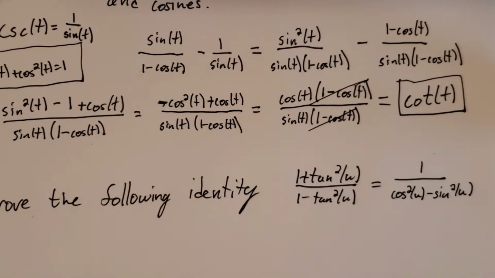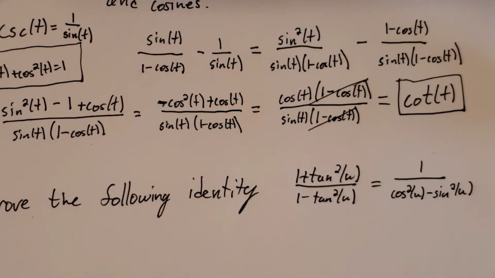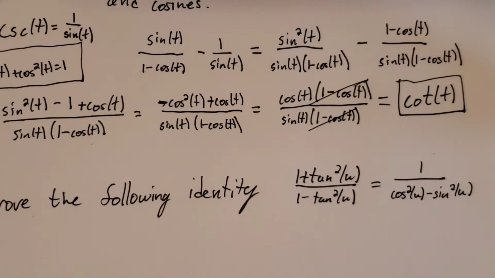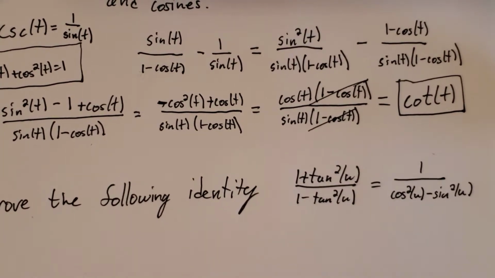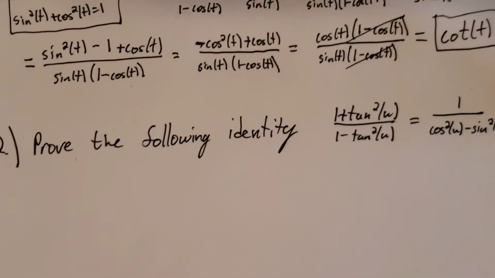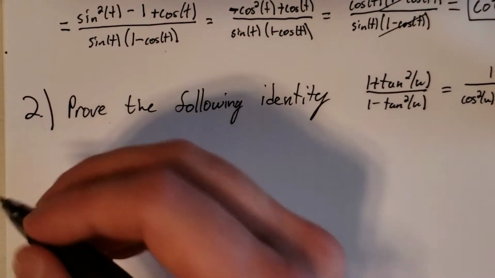When you do a prove the identity kind of question, you want to pick one side and make it equal the other side. So you usually pick the more complicated side. In this case, I would suggest that we start with 1 plus tangent squared over 1 minus tangent squared and simplify that to see if we can turn it into 1 over cosine squared minus sine squared. So that's what we're going to do. We're going to start with that left-hand side.